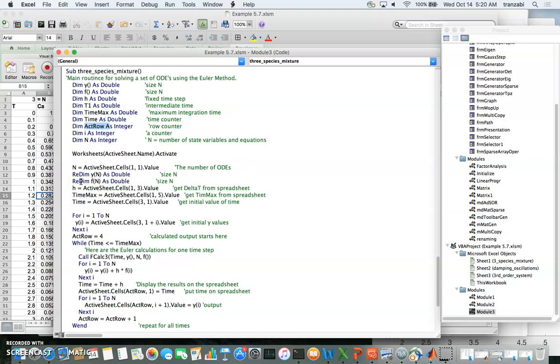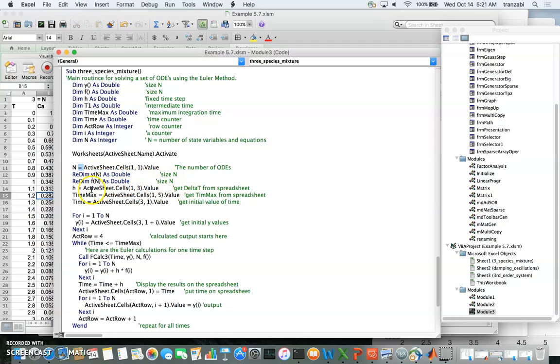Okay, so we're going to activate the sheet. You're going to read the number of unknowns or number of variables we're going to solve for from the spreadsheet. This is cell 1-1 here. So right now we have three unknowns, the concentration of A, B, and C. So that's why n is 3 on the spreadsheet right here. We're going to read it from there. Then we're going to redimensionalize our two vectors y and f to have size n.